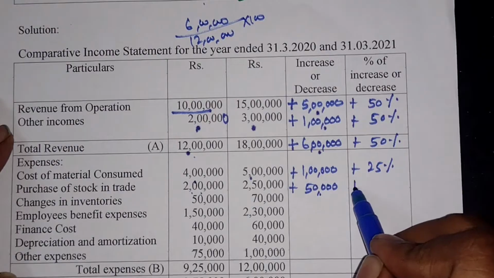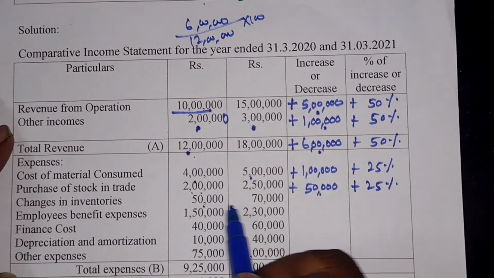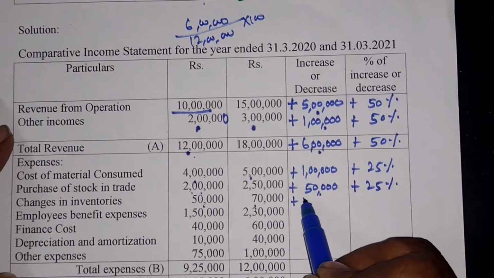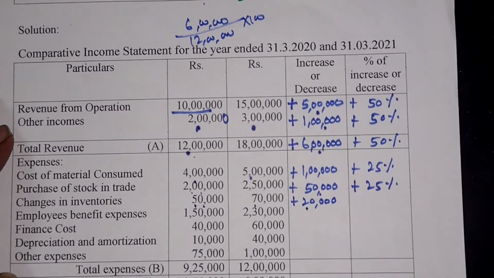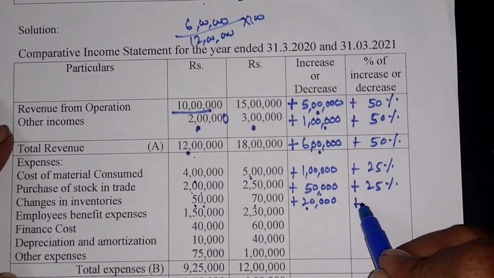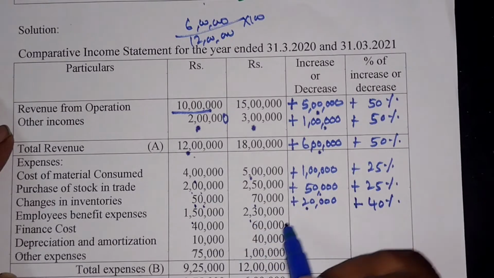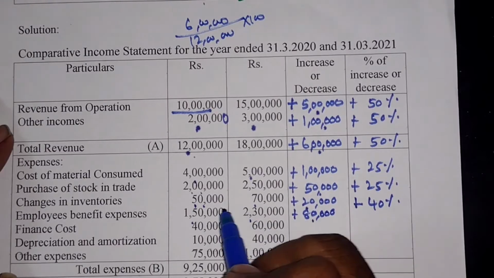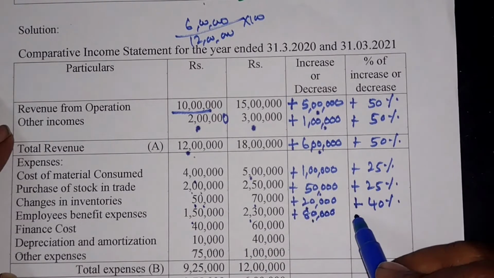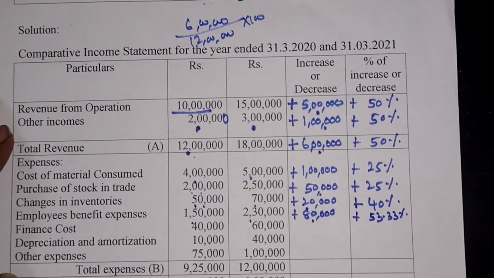And next one is 2 lakh and 2 lakh 50,000, it is increased by 50,000. 50,000 divided by 2 lakhs, you get 25%. Now 50,000 and 70,000, it is increased by 20,000. 20,000 divided by 50,000 into 100, we get 40%. Next one is 1,50,000 and 2,80,000. It means that 80,000 it is increased. 80,000 divided by 1,50,000, if you see that 53.33%.